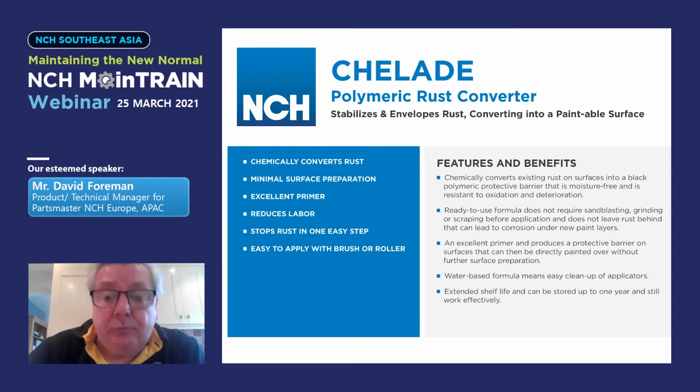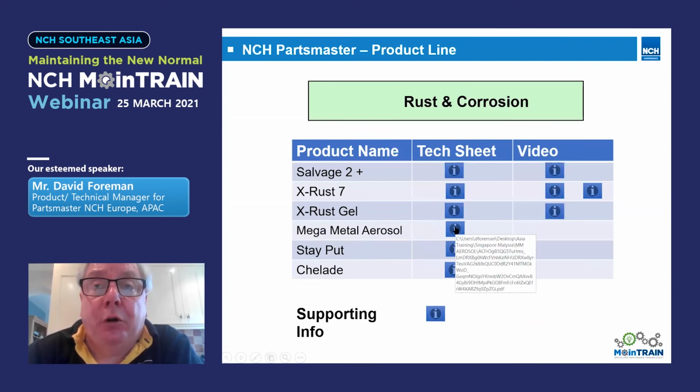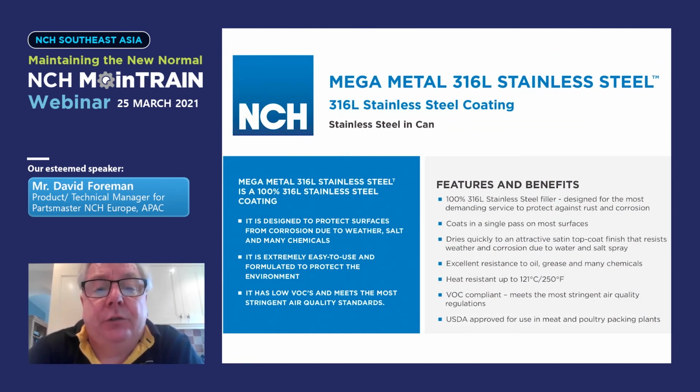So what do we have to overcoat the primed surface? Well, we have 2 products here: Megametals Aerosol and Stay Put. And both are very similar products, but there is a difference. I'll pull up Megametals Aerosol first of all. Basically, this is a stainless steel aerosol. We call it stainless steel in a can.